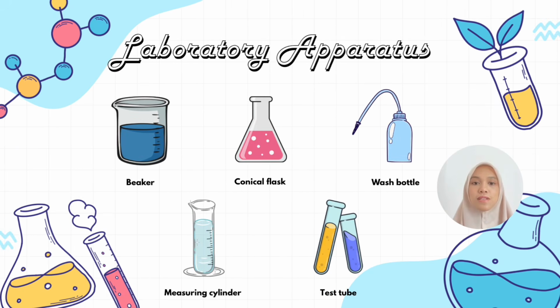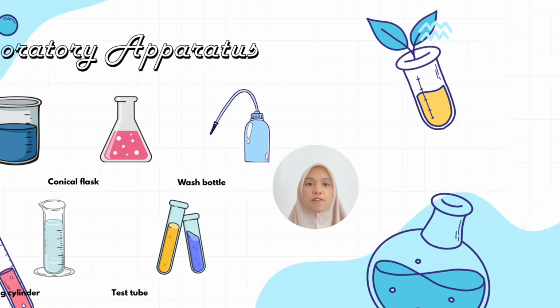There are several basic laboratory apparatus commonly used during analytical procedures. First, beakers are used for holding and mixing solutions, while conical flasks are used during titration because their shape allows easy swirling without spilling. Another is the measuring cylinder, used for measuring approximate volumes, and wash bottles are used to rinse glassware with distilled water. These apparatus support the analytical process efficiently.